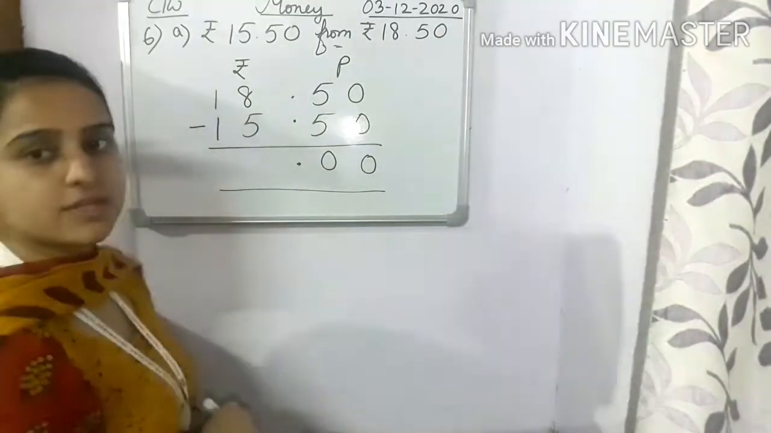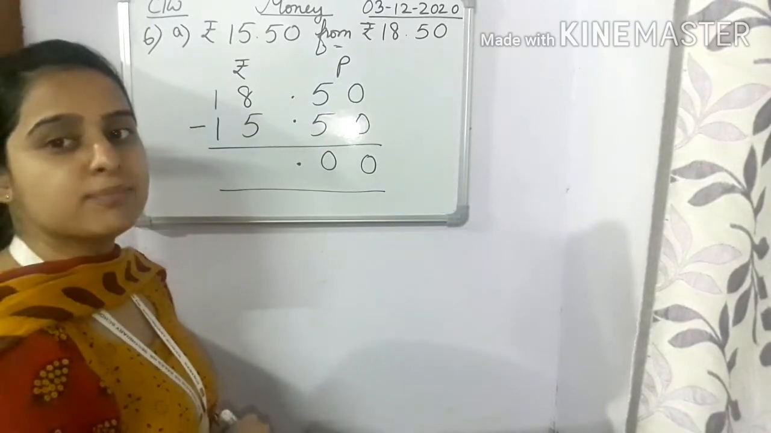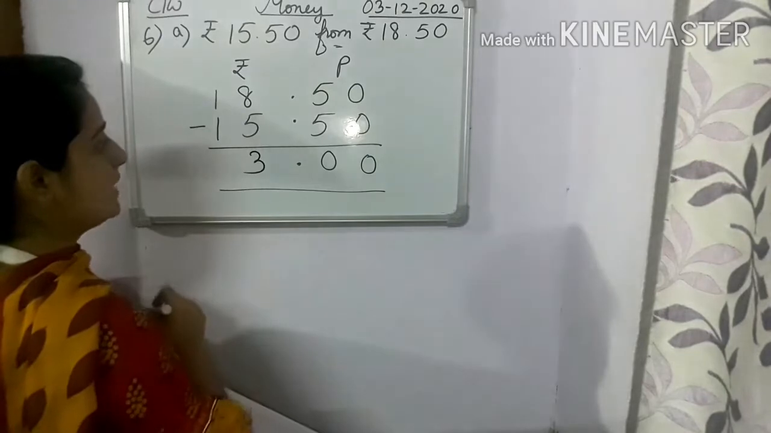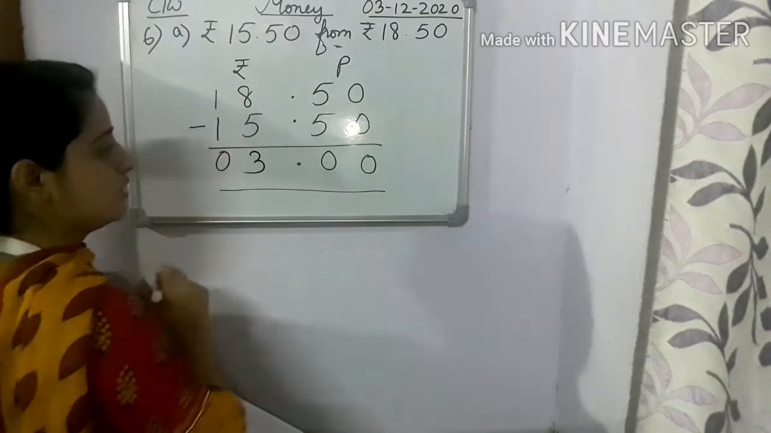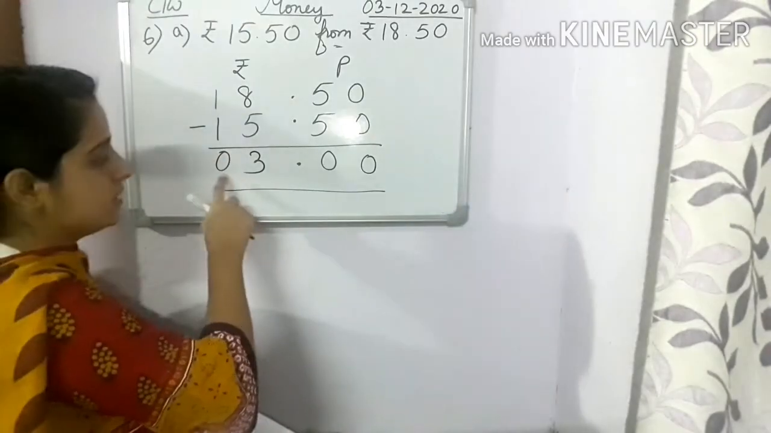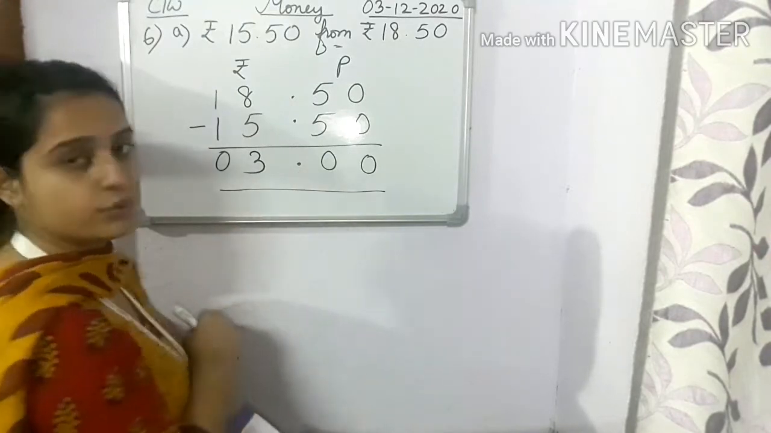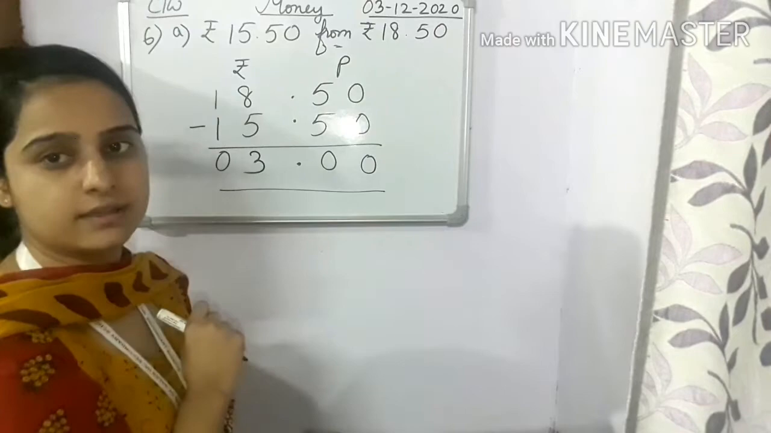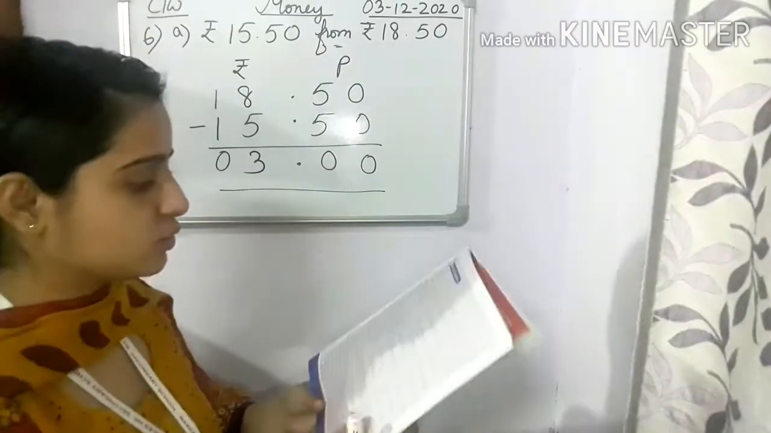8 minus 5 is 3. Then 1 minus 1 is 0. So 0, 3.00. How do we read it? It is 3 rupees. How much money is it? Rupees 3. Okay.